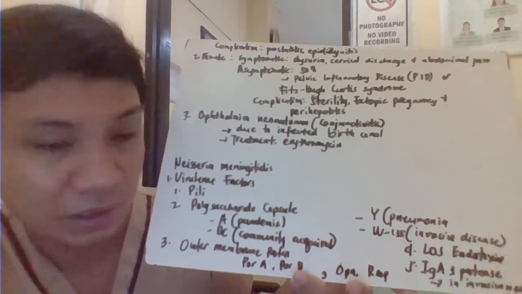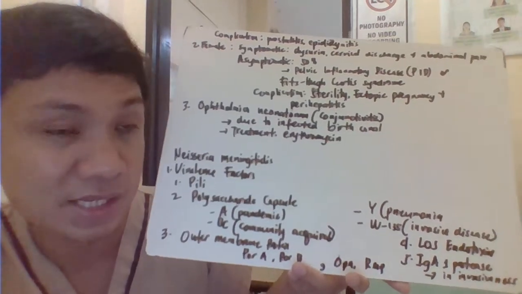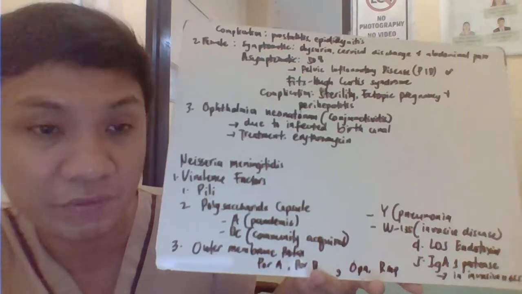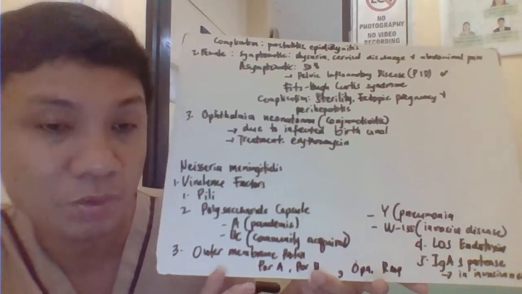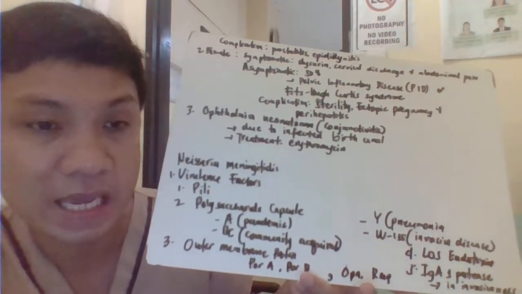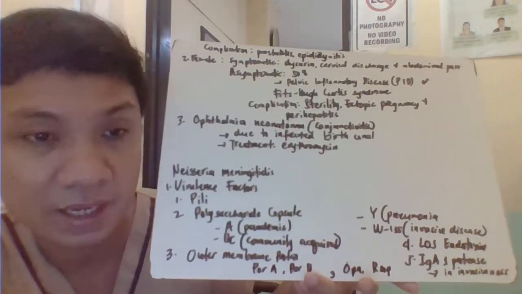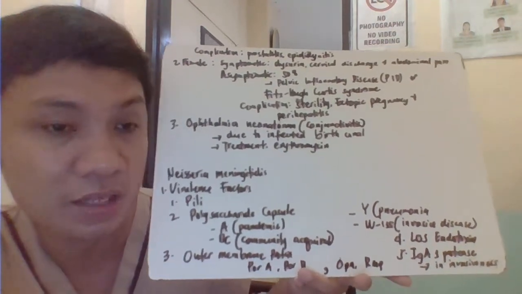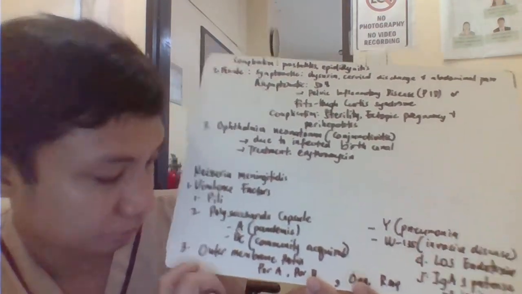Now we go to Neisseria meningitidis. It causes meningitis. We have the different virulence factors. First, the pili, also for attachment. The most prominent virulence factor related to meningitis is the polysaccharide capsule. Based on that, we can classify the strains of meningococcus: A is responsible for pandemic infection, B and C for community-acquired infection, Y for pneumonia, and W135 causes invasive infection.